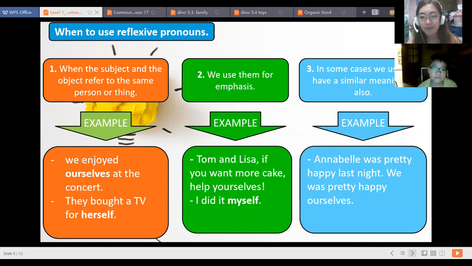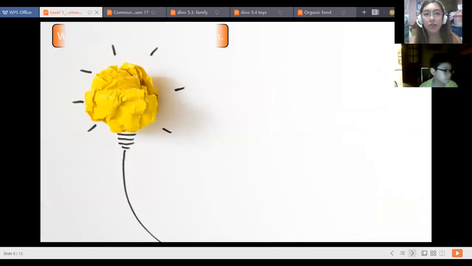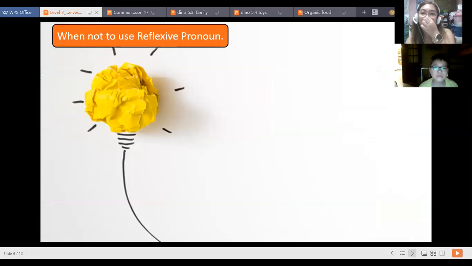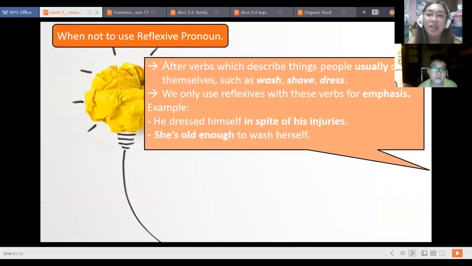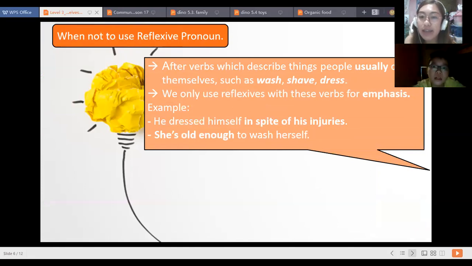So next, when not to use the reflexive pronoun. After the verbs which describe things people usually do for themselves, such as wash, shave, dress, we only use reflexives with these verbs for emphasis. For example, he dressed himself in spite of his injuries. She's old enough to wash herself.